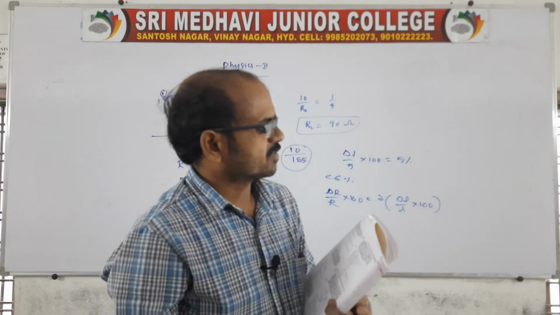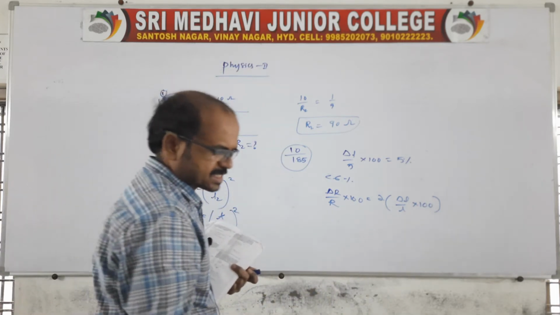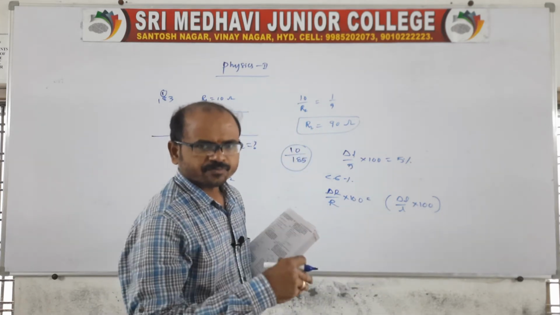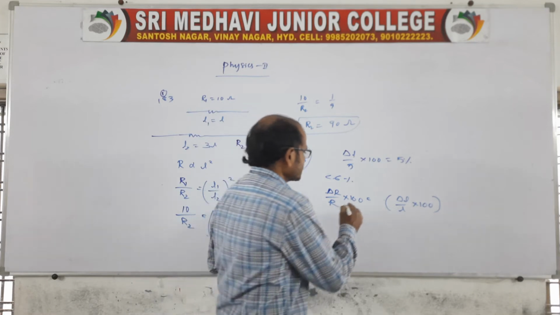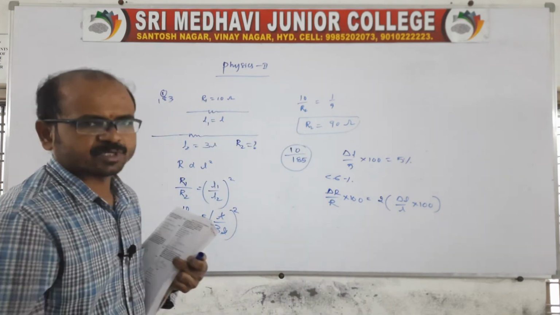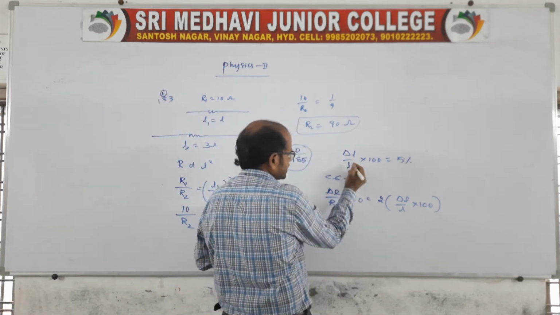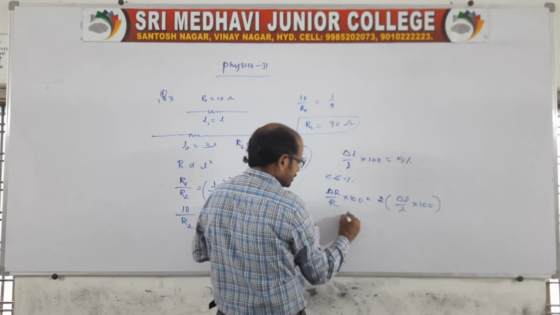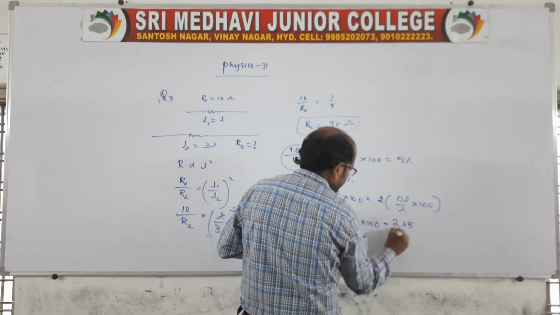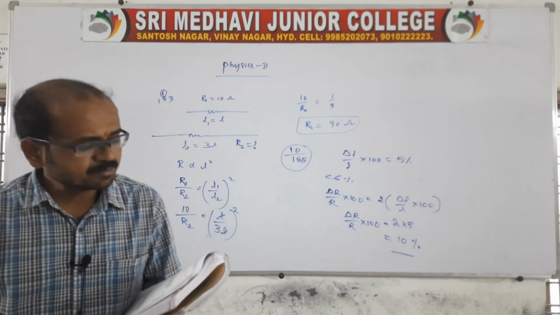A metallic cylindrical wire is stretched, no? That's why we use 2 into delta L by L. If stretched is not given, then use the other one. That's what you see in the notes from the previous class, where I gave the formulas. So delta L by L into 100 is given as 5%, so delta R by R into 100 is equal to 2 into 5, so it becomes 10%.